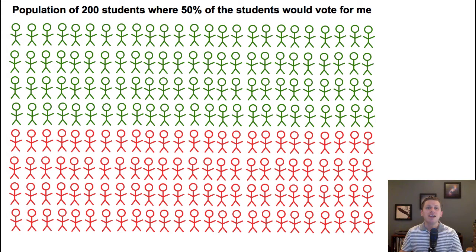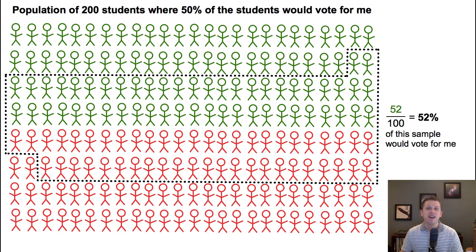And finally, look at this sample of 100 students. If I picked this sample of 100 students, I could see that 52% said they would vote for me, when in reality, only 50% of them would vote for me had I asked all 200. We want to keep this information in mind when we look at our sampling distribution.